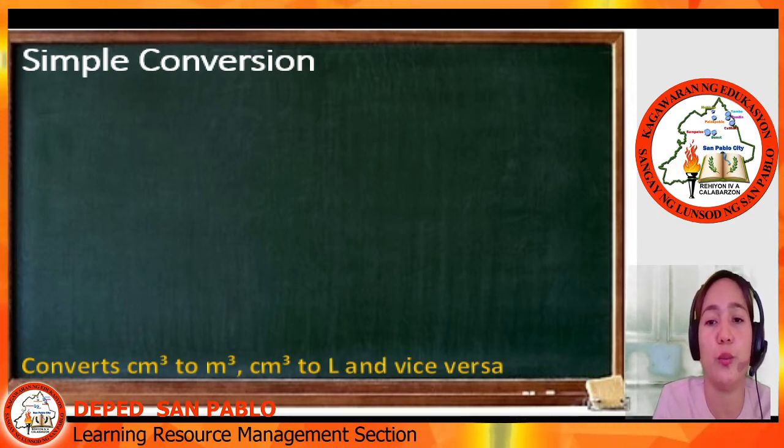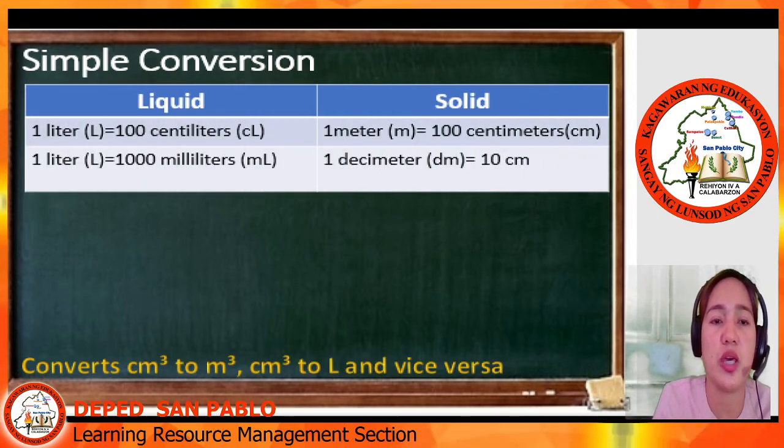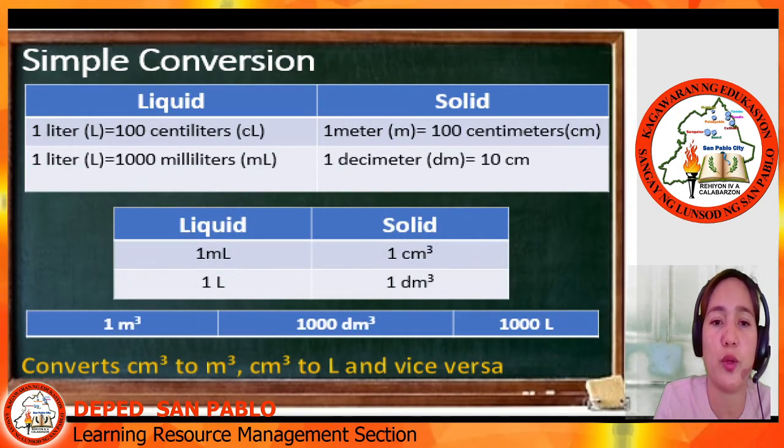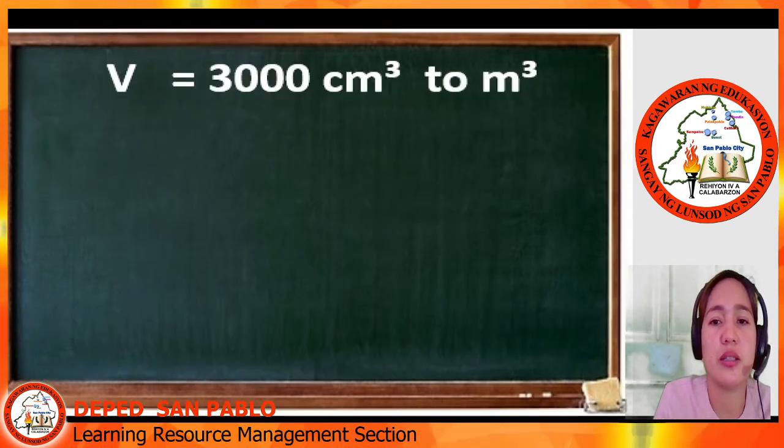Otherwise, you need to convert. So I have here a simple conversion. You can go back on this video if you want to look at it. So next, let us try to convert 3,000 cubic centimeters to cubic meters.